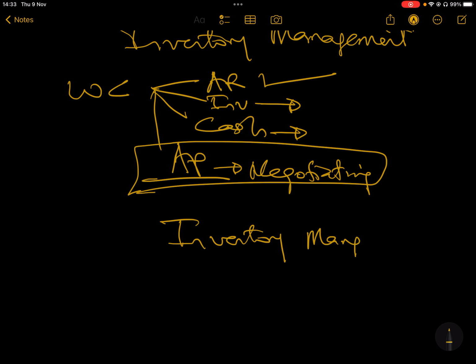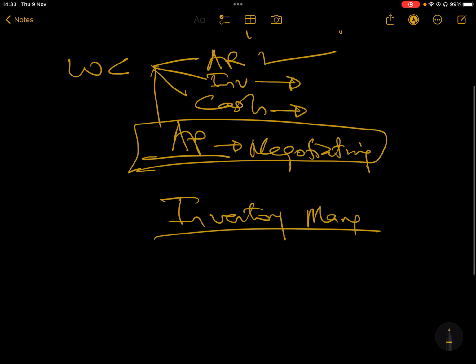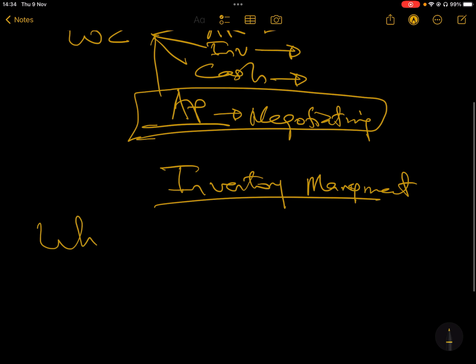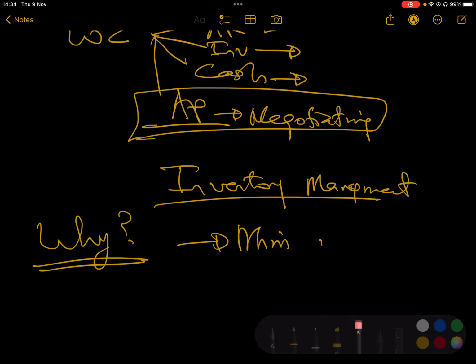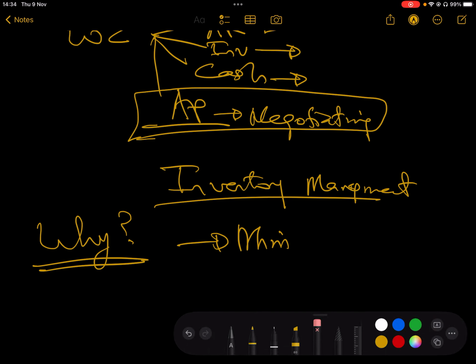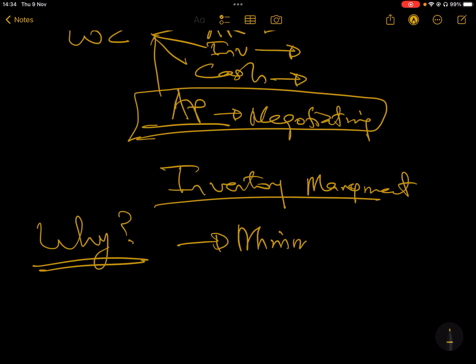Remember the objective of managing inventory. Why do we have to manage inventory? What are the objectives? Our objective is to minimize the cost associated with managing inventory. That is our objective. We want to minimize the cost associated with inventory.